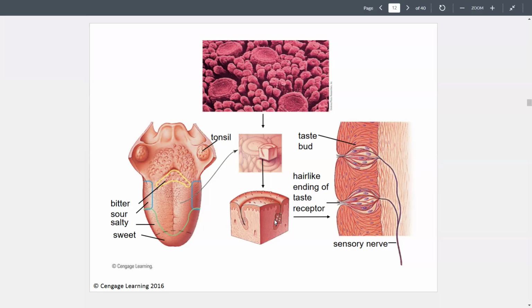The bumps are called papillae. We often say, oh, I burned my taste buds. No, you burned your papillae actually. So these are the chemoreceptors, and then they have that sensory neuron. So again, if we look at this picture up here, the taste buds are actually in between these little bumps.